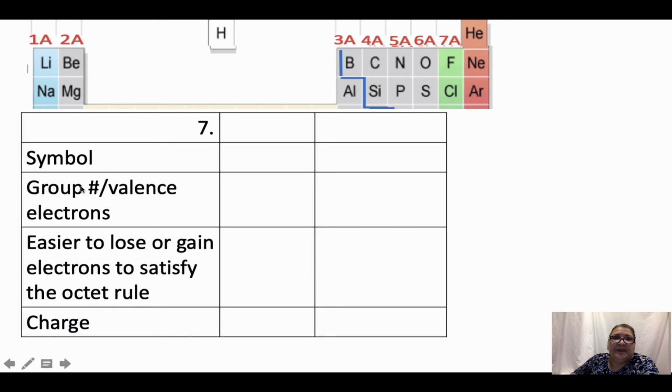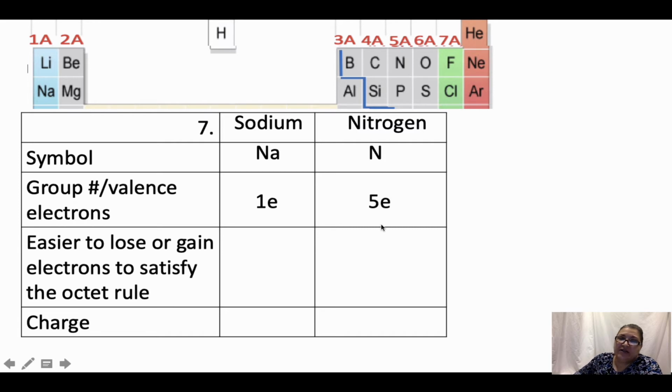Okay, just fill it in as we go. The first element is sodium and nitrogen. Now we look at sodium right here. It says group number or valence electrons. It says in 1A, so we have 1 electron. The sample is Na and N. The group number is 1 electron, 1 valence electron. For nitrogen, it's 5A, so it has 5 valence electrons.